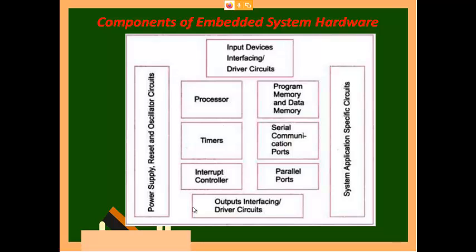So in general, the components of an embedded system are: one is power supply, reset, and oscillatory circuit. That is all related to the brain. You have to give power supply. If you are not giving power supply, what will happen? If you are not eating, what will happen to you?